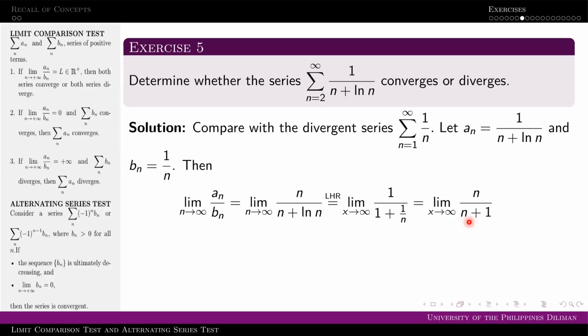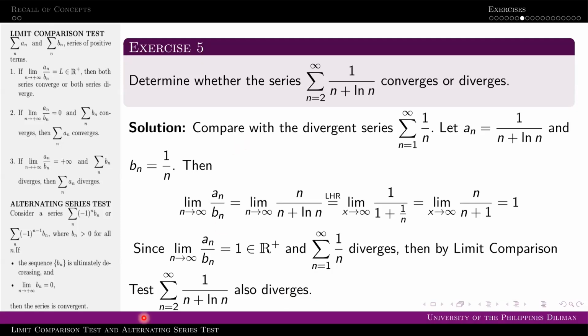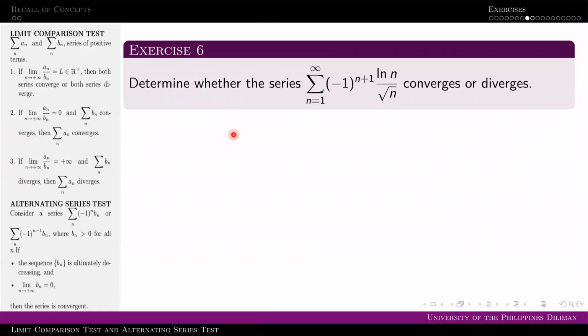And since pareho yung degree ng numerator and denominator, as n approaches infinity, ang makukuha mo dito ay ratio lamang ng coefficients ng leading terms, which is 1. So, nagkaroon tayo ulit ng limit na nasa positive real numbers. And since yung kino-compare nating series ay divergent, we can conclude that our original series also diverges by limit comparison test. Okay?